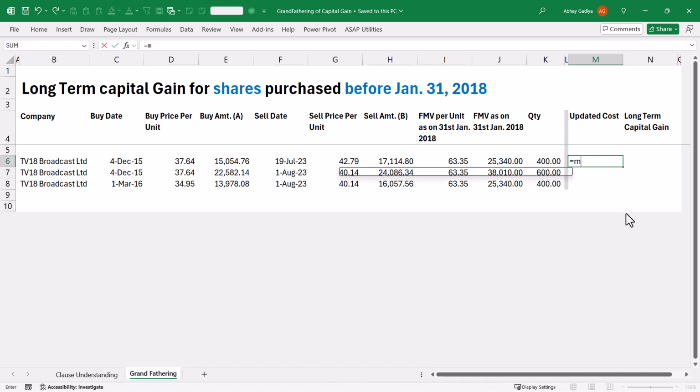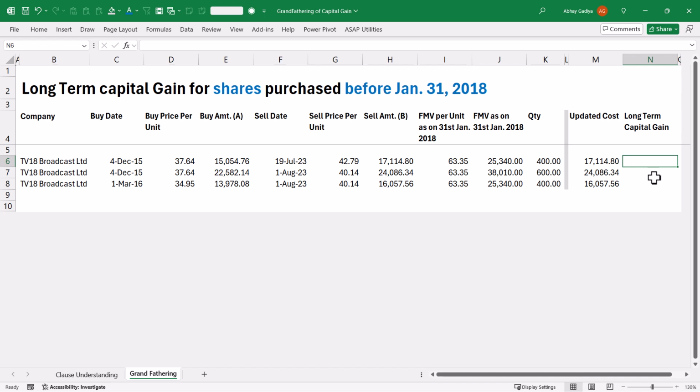The first step was to calculate the minimum value between these two, sales amount and the fair market value. This is what we have calculated, and then compare this value with the maximum value between purchase cost and this one. So I will simply select both of these, round bracket close, press enter, and let us copy this formula down. Now I can simply calculate my long-term capital gain with this updated cost, sales amount minus this updated cost, copy and paste it down.